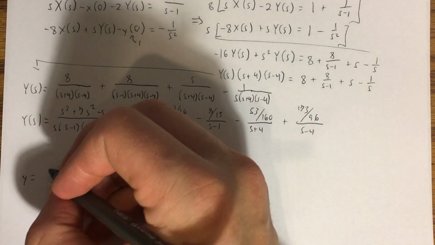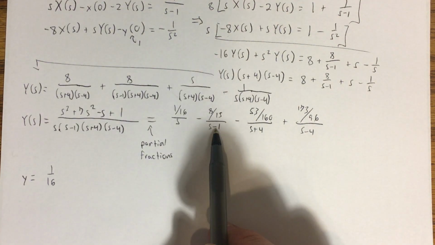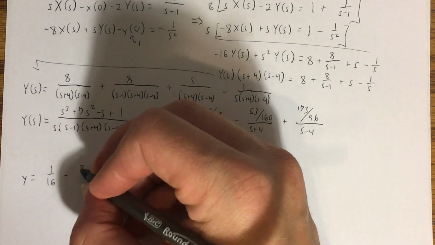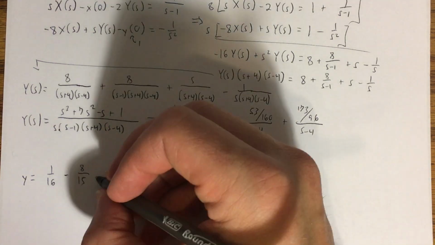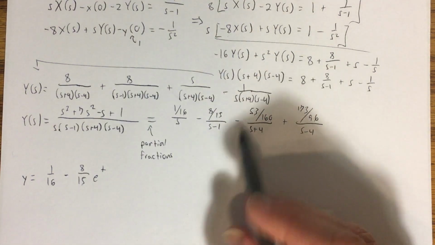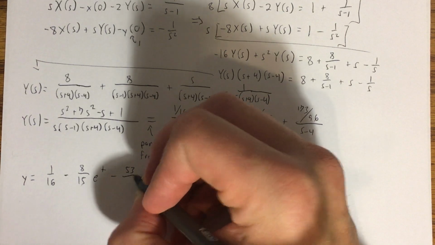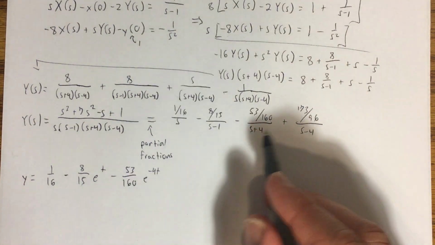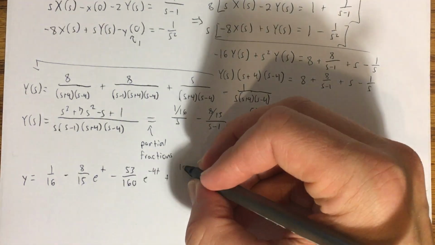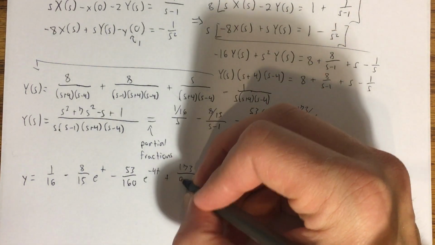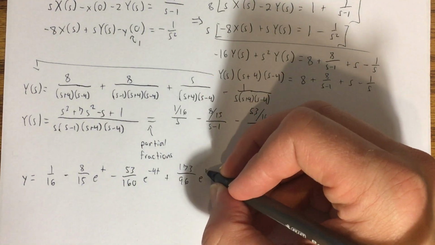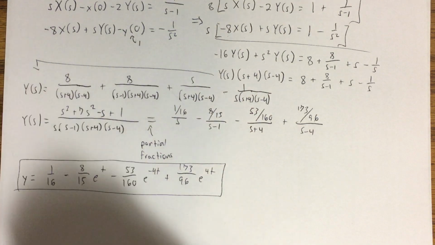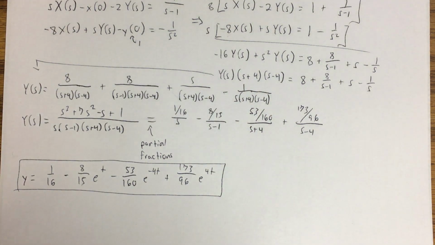Y equals 1/16. And then the rest of these are exponential functions when we take their inverse transforms. So I'm going to get 8/15 e to the t here minus 53 160ths e to the negative 4t from that denominator there plus 173/96 e to the 4t. So that's part of our solution. We have y solved for now.